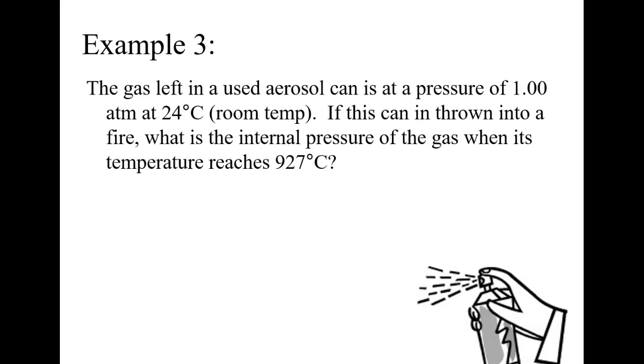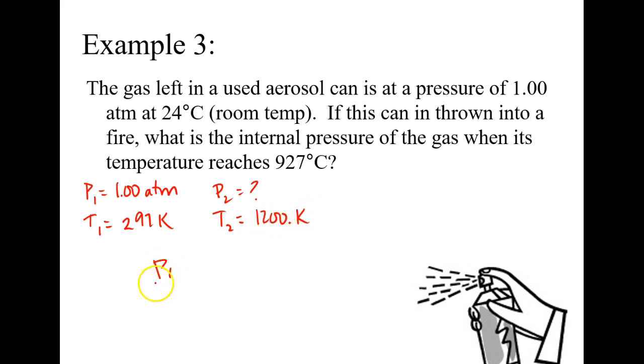Last example, I referenced throwing an aerosol can in the fire earlier, and that's never a good idea. Let's take a look at this situation. If you read the problem, it says that the original pressure is probably what it's close to in our classroom right now, 1 atmosphere, at a temperature of 24. Well, 24 plus 273 is 297 Kelvin. It asks what the new pressure is. What is the internal pressure of that gas when the temperature reaches 927? So T2, if we take 927 and add 273, we should get 1200 Kelvin.